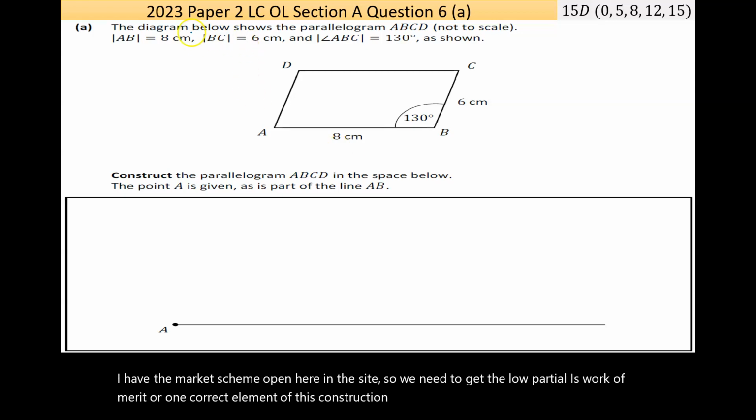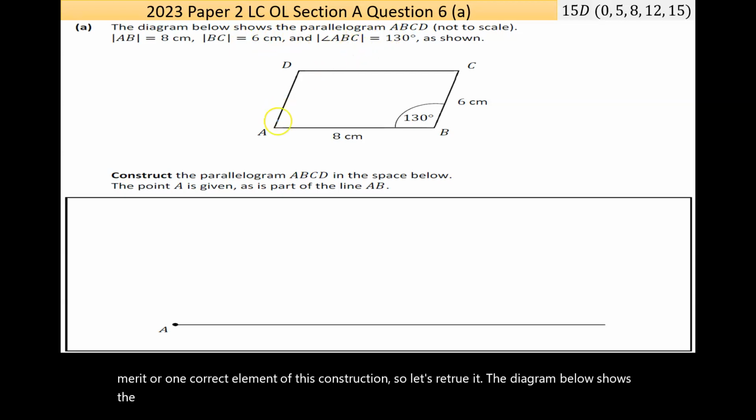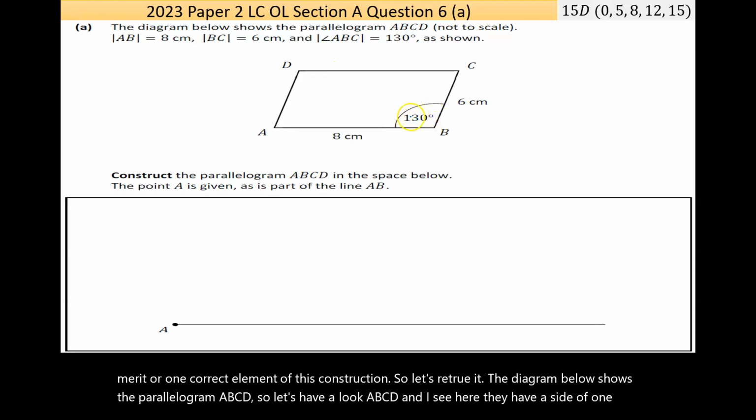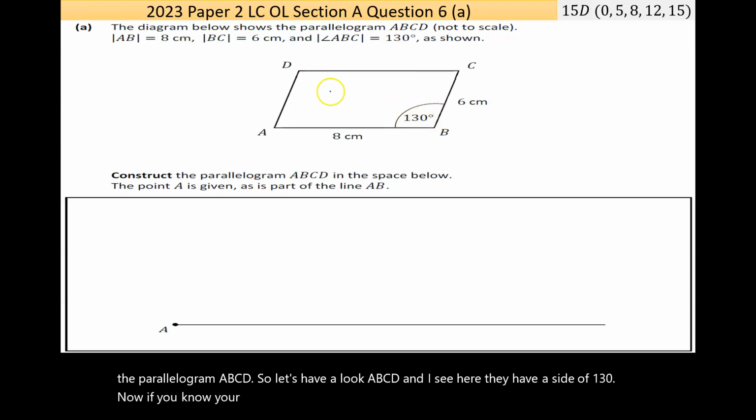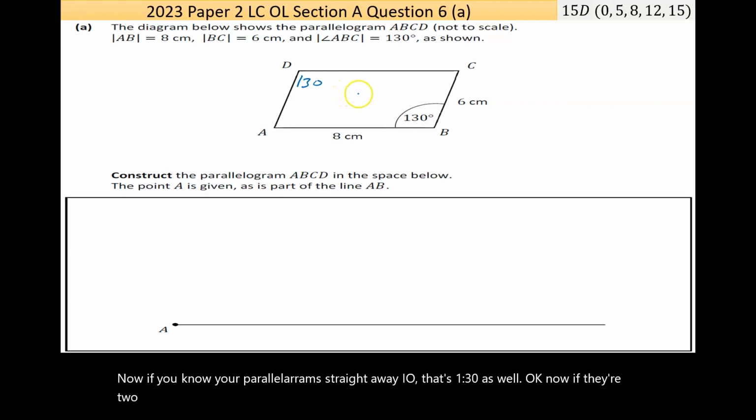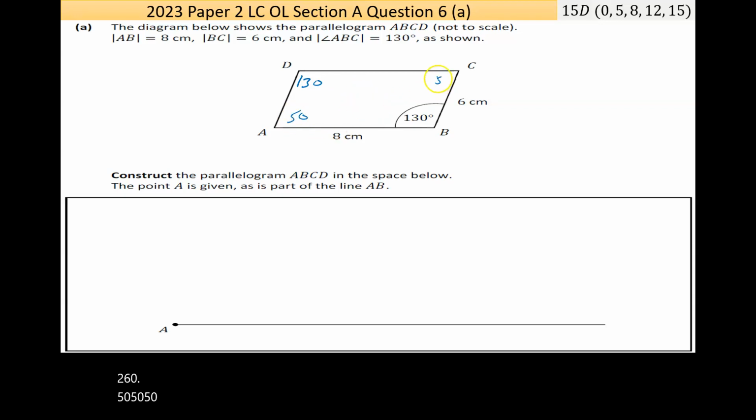So let's read through it. The diagram below shows the parallelogram ABCD. So let's have a look. ABCD. And I see here they have a side of 130. Now, if you know your parallelograms, straight away I go, well, that's 130 as well. Now, if they're 260, these are 50, aren't they? 50 and 50. So opposite angles in a parallelogram must be equal. So I've got work of merit there.